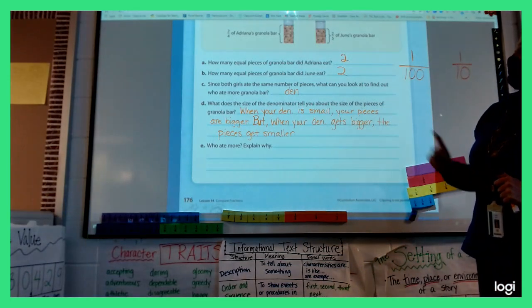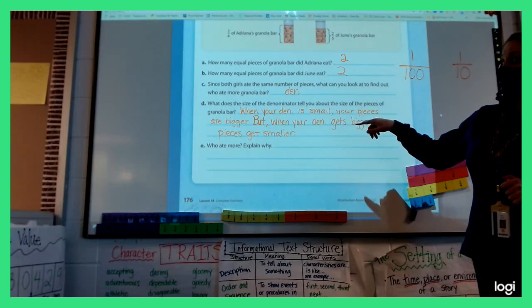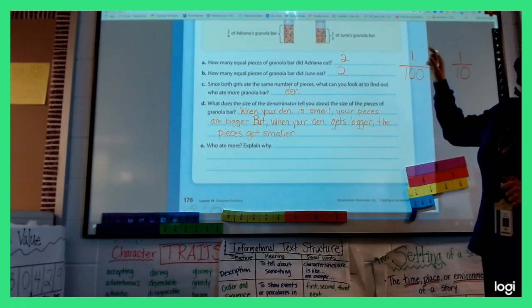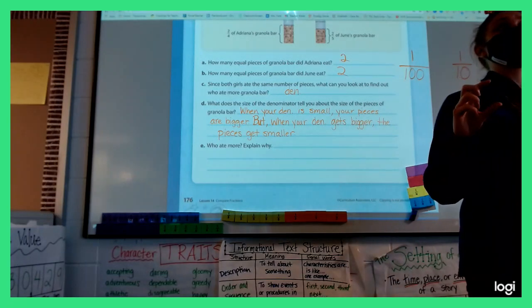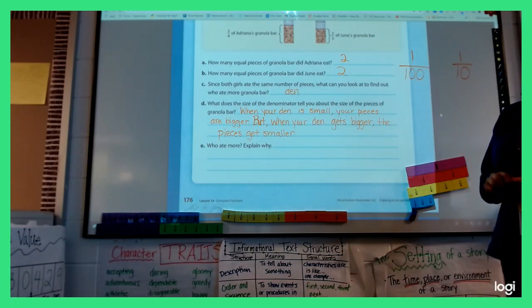Who ate more? Now remember what we said. When your denominator is small, your pieces are bigger. So they both ate 2 pieces, but whose pieces were bigger? Abby? Adriana's was bigger. Yep. Because the pieces were big.